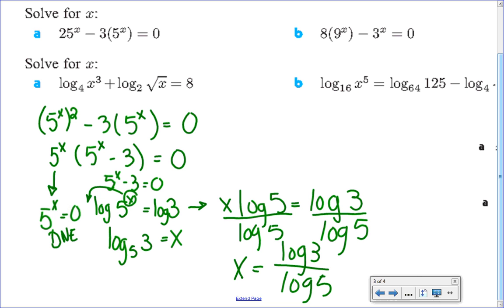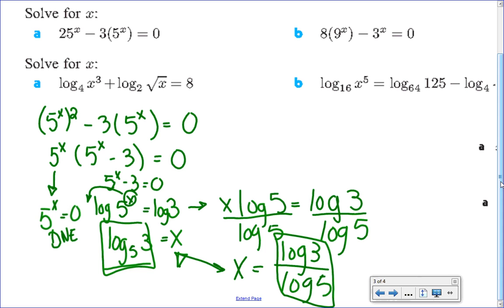And notice, these are equal, right? Interchangeable. We've got log base 5 of 3 is equal to x, which is equal to log of 3 over log of 5. This is the change of base formula. That's where it comes from. So this is equal to this. Either solution would be correct. So that's your exact answer. If you wanted to get an estimated answer or a rounded answer, you would then plug that into your calculator and calculate it.